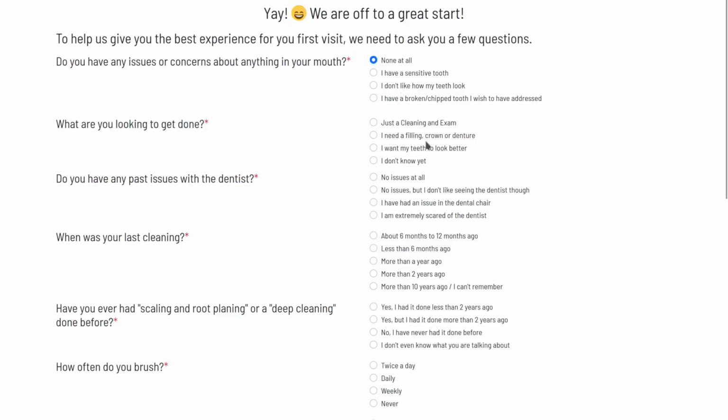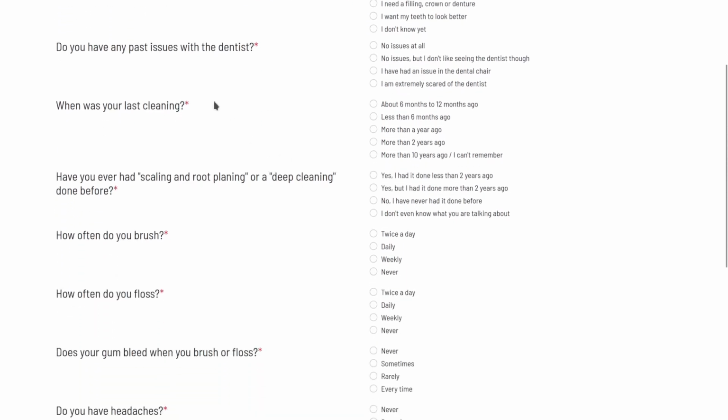Same thing for what you want to get done. They could just say exam and cleaning. Any past issues? So a lot of patients do say that they are scared of the dentist. And this is very important in terms of insurance wise.